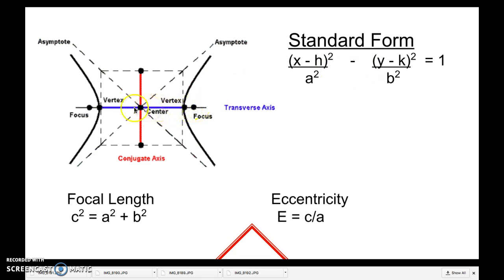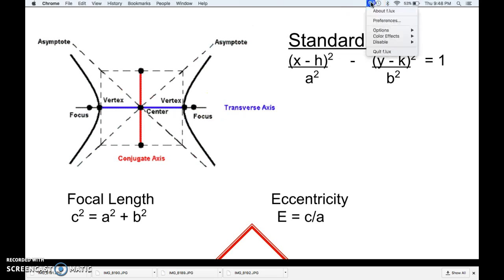The axis that contains those focus points and also contains the vertices is called the transverse axis. And then the alternate axis, which is perpendicular to the transverse axis, is called the conjugate axis. Another thing to look out for is that a hyperbola will have asymptotes. And there's this rectangle in here, which will be really important in helping us determine how to correctly draw the hyperbola. Another thing to point out is that the center is the midpoint of the transverse axis.